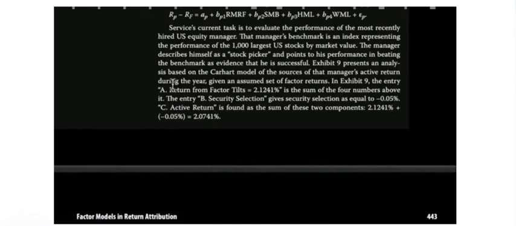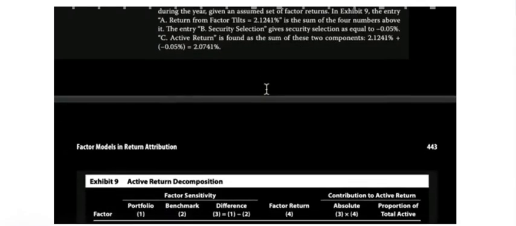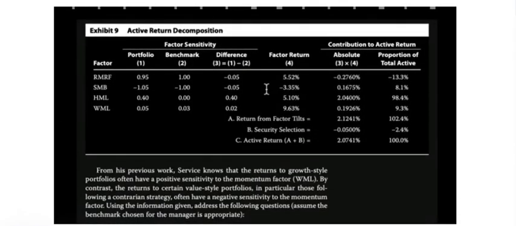In Exhibit 9, the entry A, return from factor tilts, is 2.1241. Is the sum of the four numbers above it? Oh, well, let's not worry about that. Let's just look at the model. I'll explain it down here.